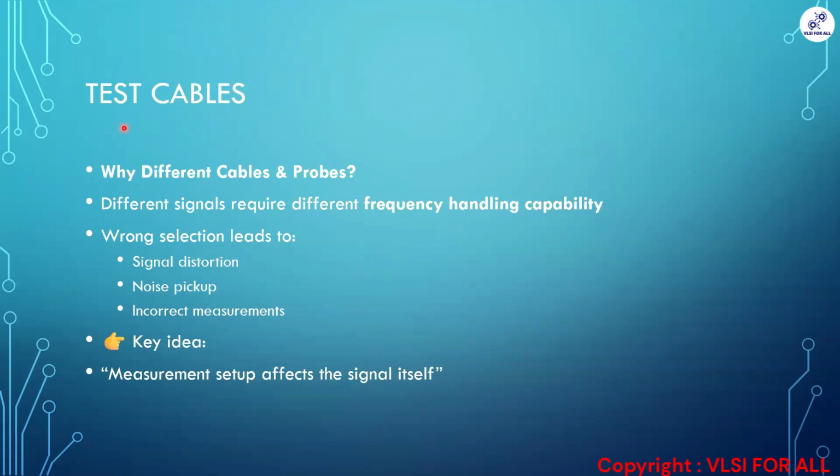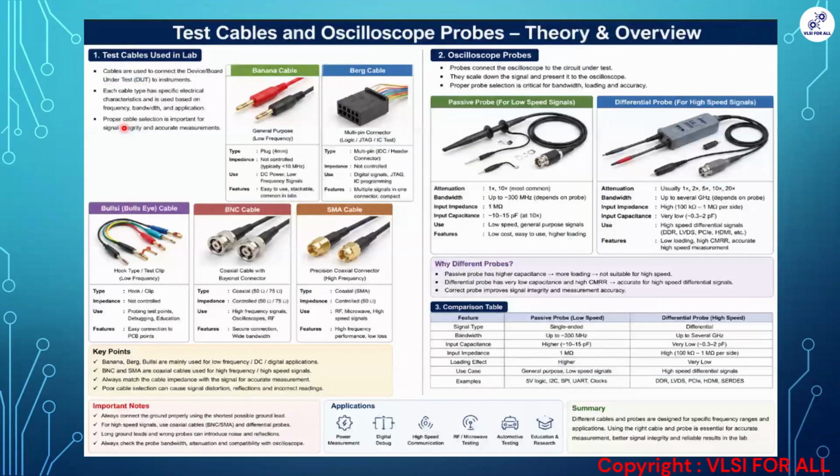Different signals will require different types of cables based on their frequency handling capability. If we make the wrong selection of cable, it will lead to noise pickup, signal distortion, and incorrect measurement. So we need to select the correct cable for doing the IP level of validation. Here are some ideas on the cables.